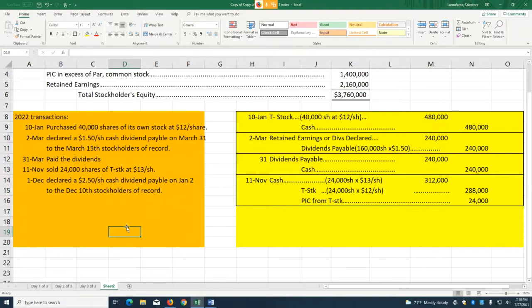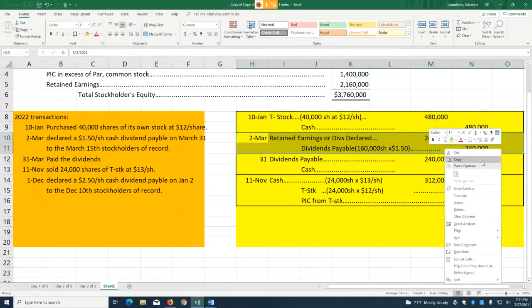So there are originally 200,000 shares in the people's hands. We removed 40 back on January 10th, so there were only 160,000 shares outstanding. But since then, we put back onto the market 24,000 more shares. So there's now 184,000 shares outstanding. Bless you. So I'm just going to copy this and then change the numbers.